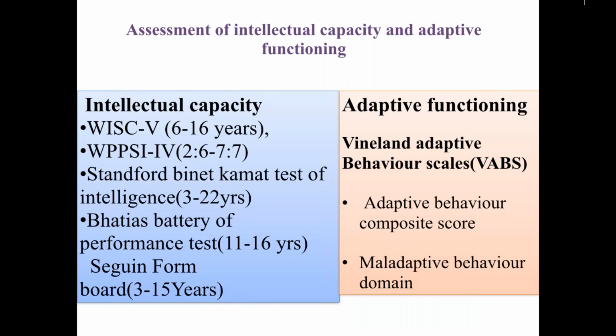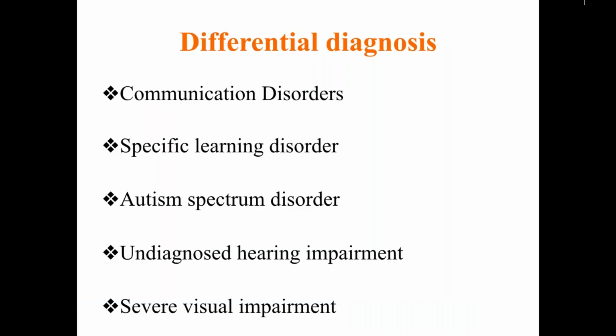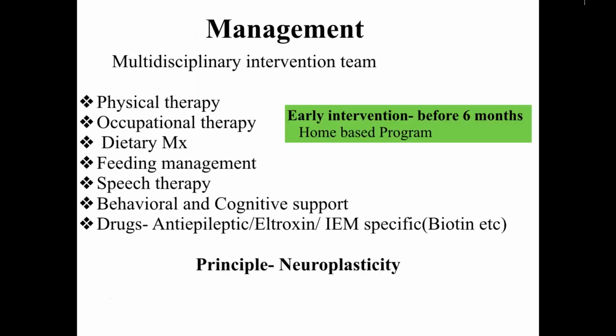And this is very important when you are giving the disability certificate as well. So management is again multidisciplinary, but because of neuroplasticity, early intervention, which would be a home-based program, especially before 6 months of age, is very important. We must also remember that there are specific disorders like PKU or galactosemia, which require specific dietary management. So you have to look at specific intervention for specific disorders. Say for hypothyroidism, you may need to give thyroxine or eltroxin, and IEM-specific intervention and anti-epileptic medications would have to be given for specific disorders.